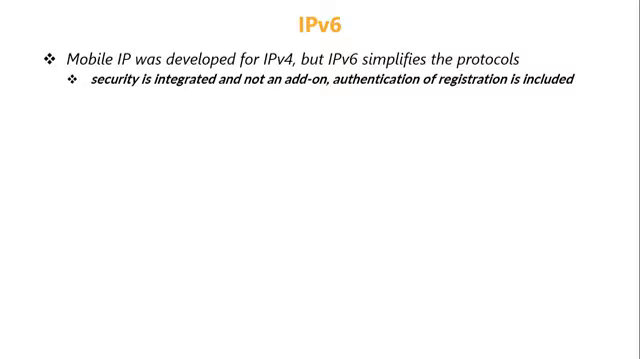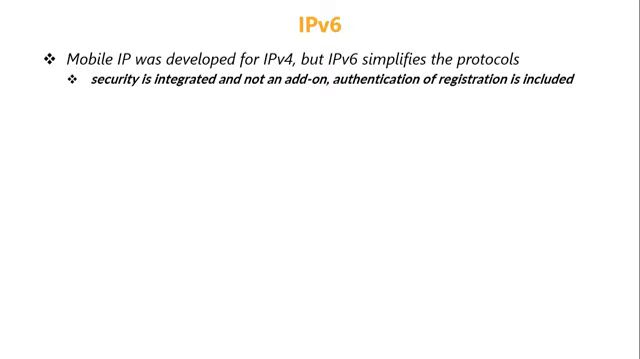The topic we'll be discussing in this session is IPv6, that is IP version 6. Mobile IP was actually developed for IP version 4, but IP version 6 simplifies the protocols to a larger extent. For example, security is integrated into IP version 6. It is not an add-on feature, whereas for IP version 4 it is an add-on feature.